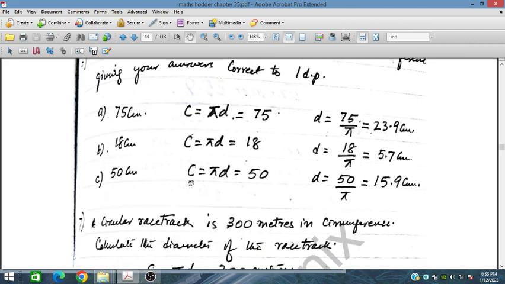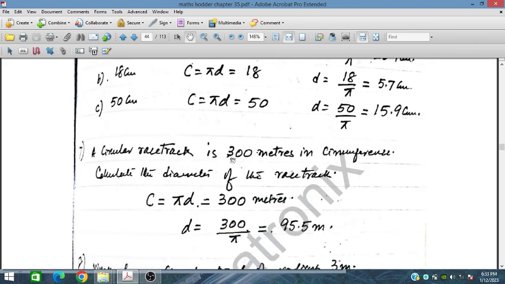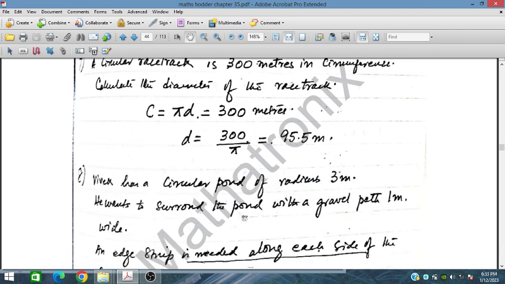Okay, so problems. A circular race track is 300 meters in circumference. Calculate the diameter of the race track. The circumference is given, 300 meters, so we divide by pi. So the diameter is 95.5 meters up to 1 decimal place.